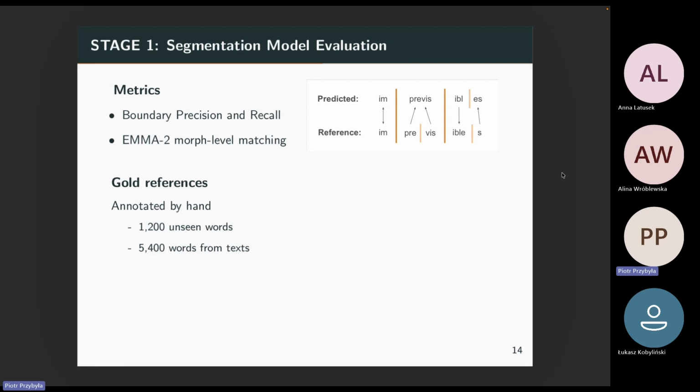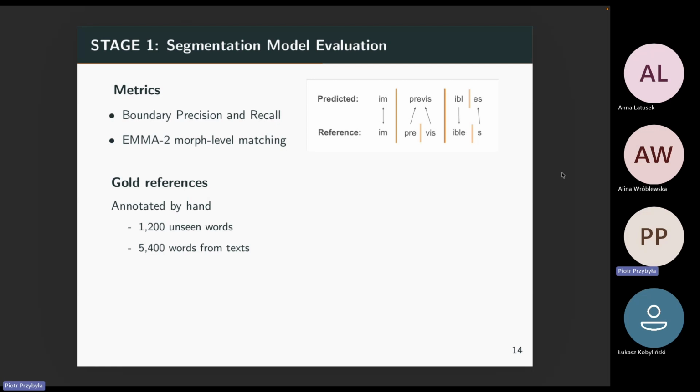And then 5,400 words from text. So here, these are individual words in the sense of lexemes, right? And this is just a short corpus that is annotated. So there will be a lot of repetitions. Also, this corpus is much easier, right?